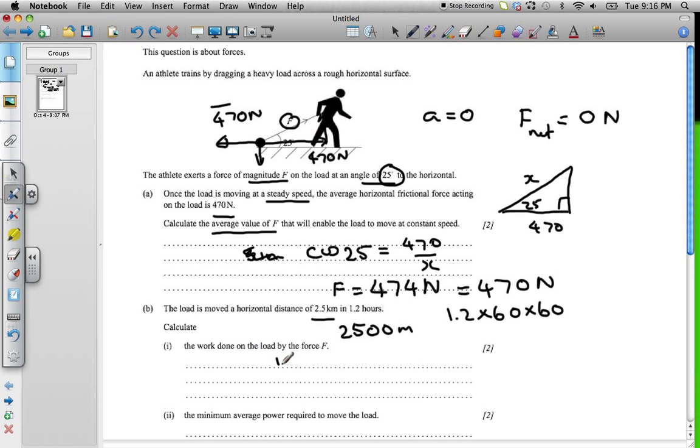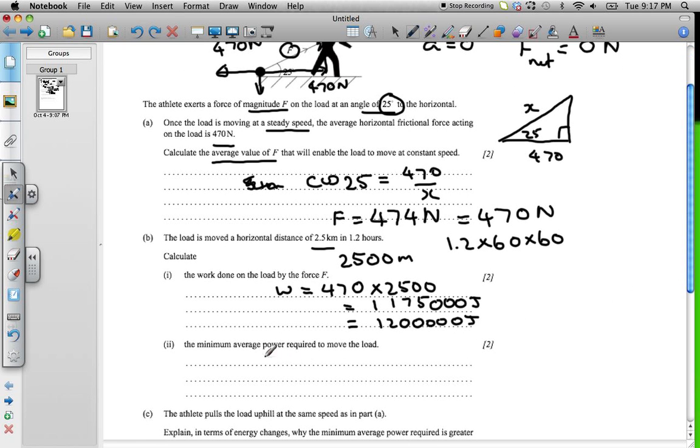The work done would equal the force times the distance. Now it's in the direction of the motion, so the 470 is in the direction of the motion times your 2,500, and that will give you a value. 470 times 2,500. We get a value of about 1,175,000 joules, but again we put that into two significant figures, so it will be 1.2 megajoules, or 1,200,000 joules.